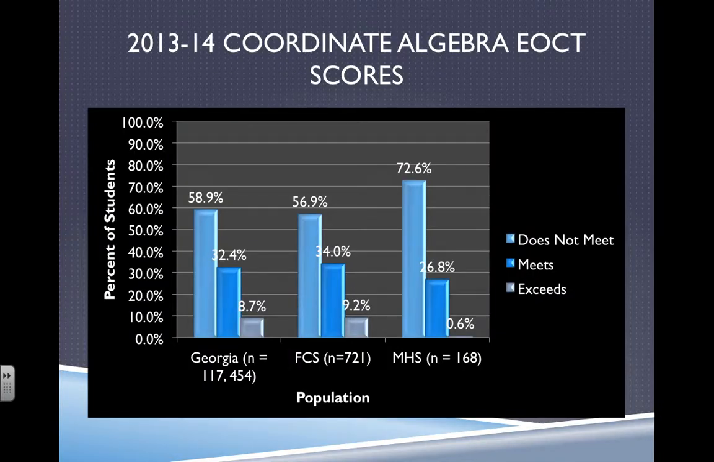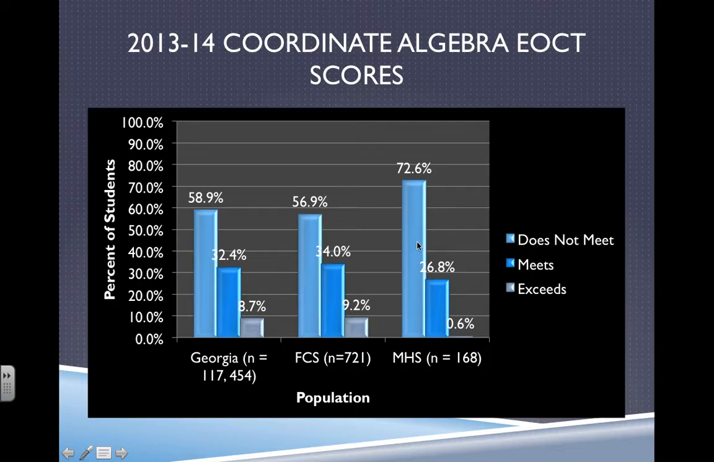Okay, moving on. Let's look at some information. We've got our coordinate algebra EOCT score. So this was before we had moved to Georgia Milestones. This was the old test, but for longitudinal comparison purposes, we're going to look at this. And I've split them up by state, county, Floyd County schools, and then Model High School with the total number of students tested. But we're reporting this data in percentages. We've got our does not meet, meets, and exceeds.